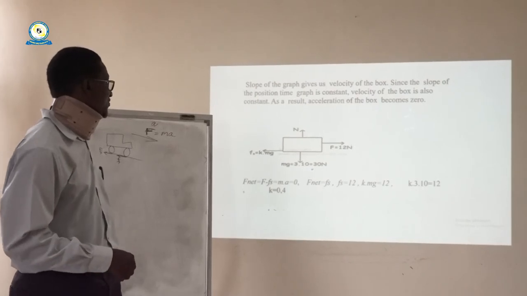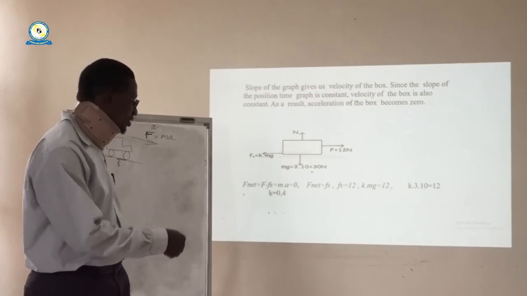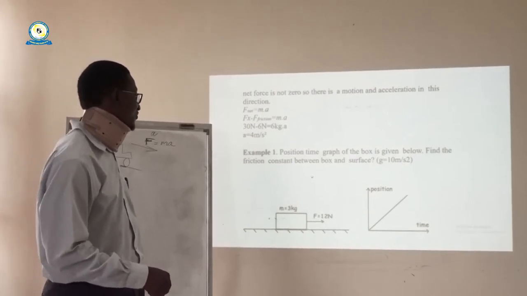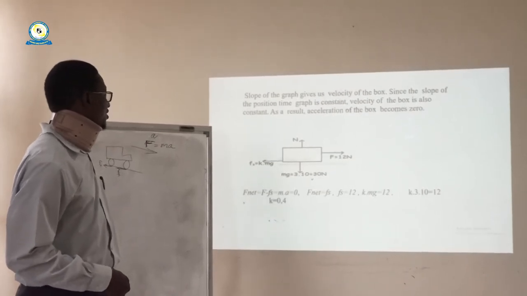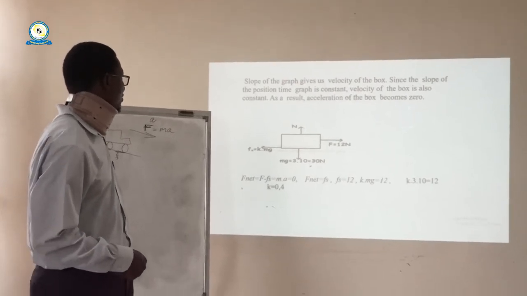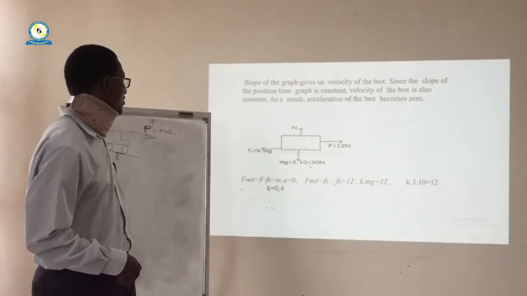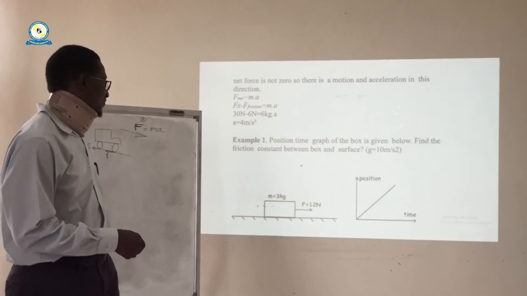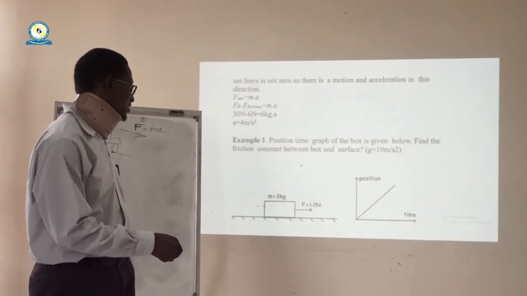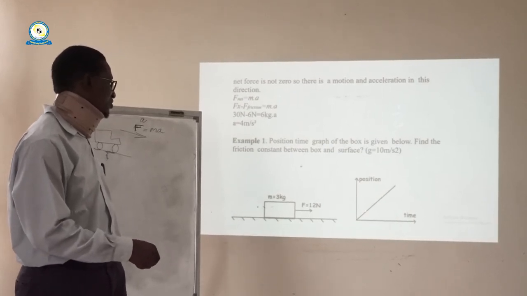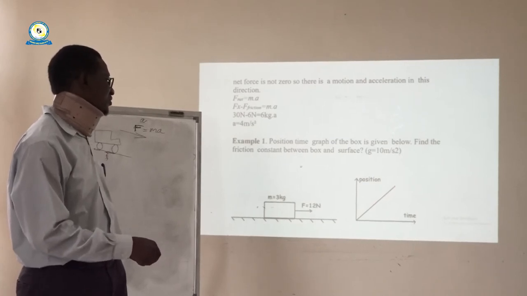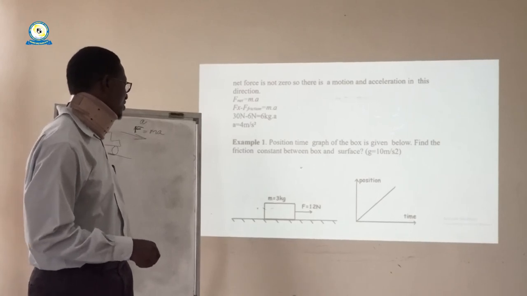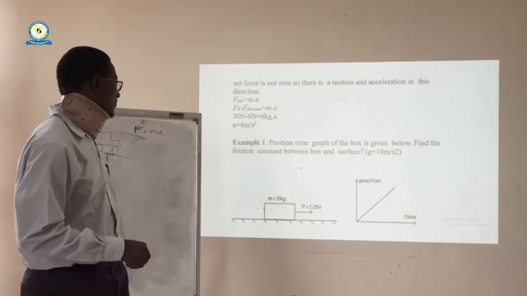The slope of the graph gives us the velocity of the box, because we are told about position. Position divided by time is velocity. Since the slope of the position time graph is constant, the velocity of the box is also constant. As a result, the acceleration of the box becomes zero. No acceleration there. So a trick there: you see this graph is linear, so the slope is constant everywhere. So velocity is constant. If it is constant, uniform, it means no acceleration. So this force is in this direction.